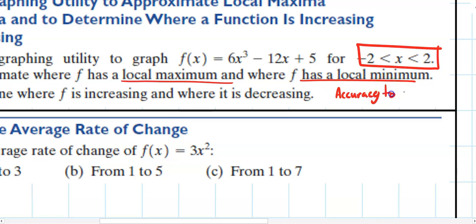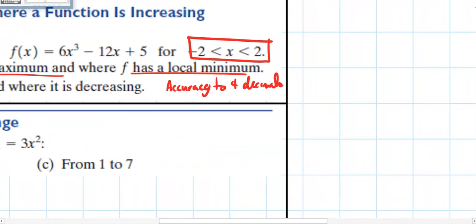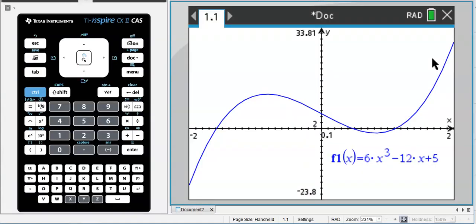Accuracy to 4 decimal points. So let's see if we can do that with our graph here, and let's see if we end up getting decimals as a result anyway. So our maximum point will occur somewhere around here, and our minimum point down here.